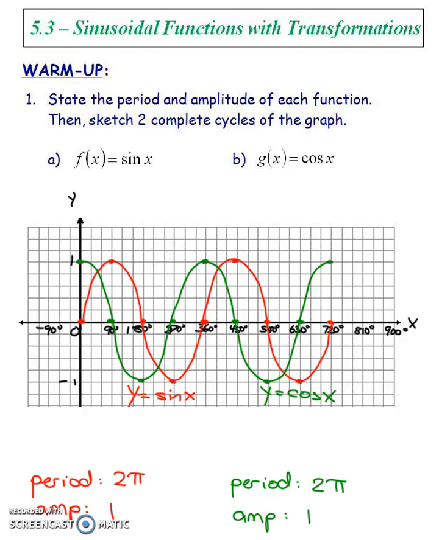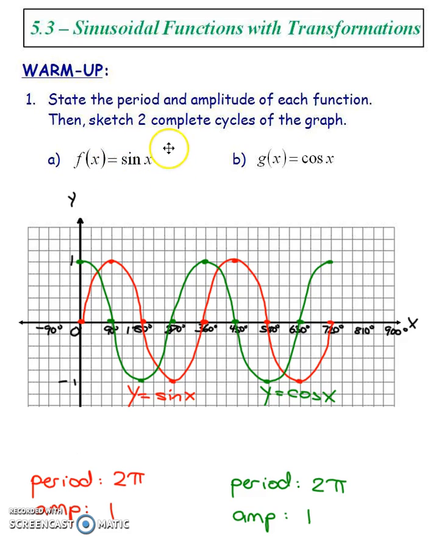This is 5.3, which is sinusoidal functions with transformations. So what I'm going to do in this video is take the original sine and cos graphs, throw a bunch of transformations at them, and then we're going to graph them and see what they look like. In a separate video, I'm going to do some other examples, so if you want to check out those examples, you can definitely click on that link later on. Okay, so let's get started.